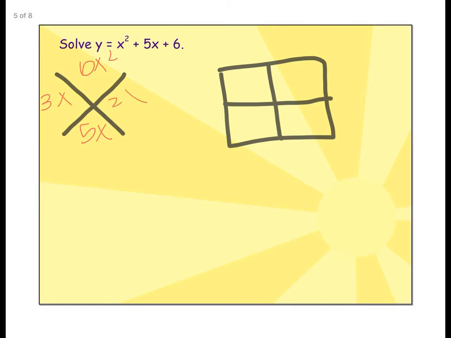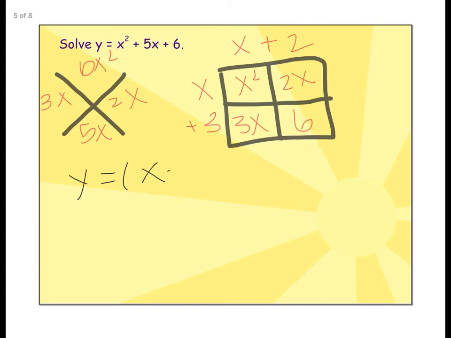3x and 2x would work great. Let's fill in our box. We get x squared here, 6 here, 3x and 2x. Again, this has to be x and x. To get 2x, I have to multiply by 2, and 3x and multiply by 3. So now I know my equation in factored form is y is equal to x plus 2 and x plus 3.